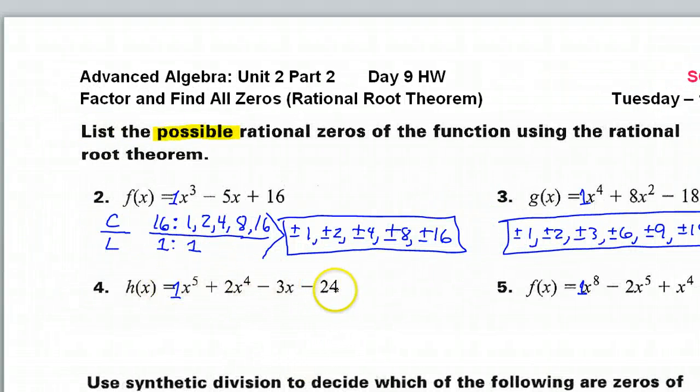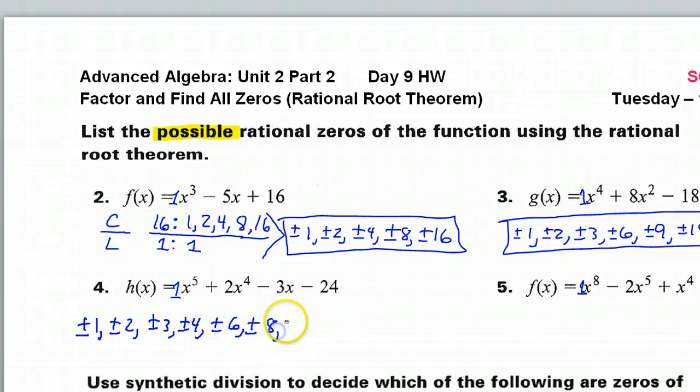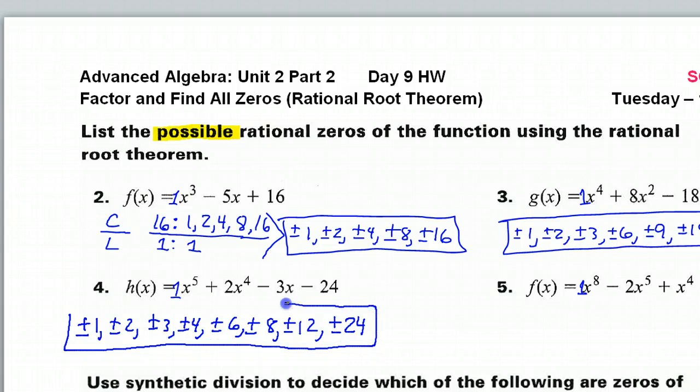So same thing for this one. Because the denominators will all be 1, we're just going to look at the 24. So factors of 24: plus or minus 1, plus or minus 2, plus or minus 3, plus or minus 4, not 5, plus or minus 6, not 7, plus or minus 8, not 9, not 10, not 11, plus or minus 12. Once you get past the halfway mark, because 12 is half of 24, then you're pretty much done except for the number itself. So these will be all the possible rational roots of function h.